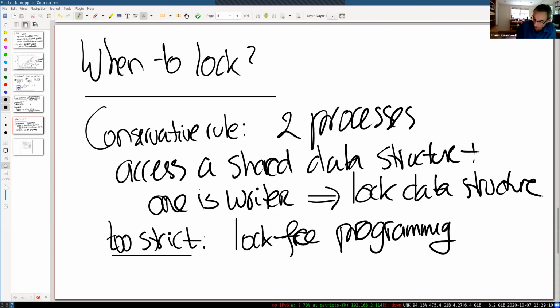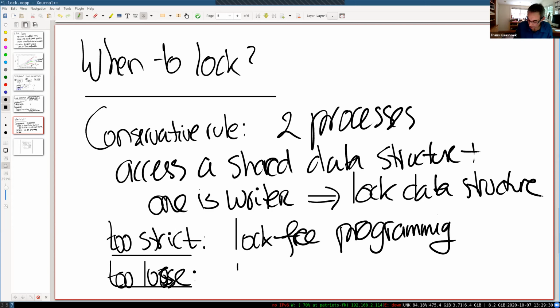So on one hand the rule is a little bit too strict, because it's not always the case that you need it, and in some cases too loose. You might want to use locks to enforce some other properties.